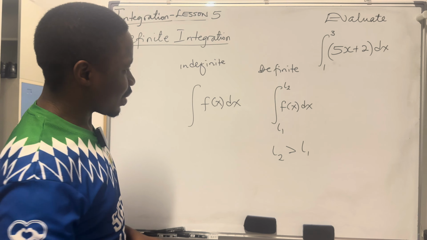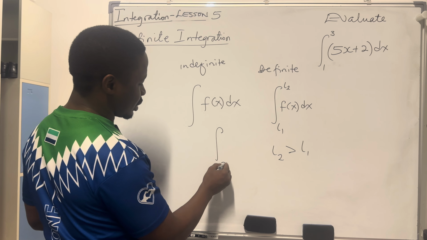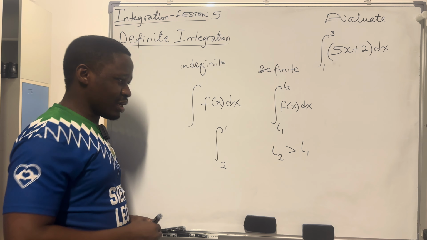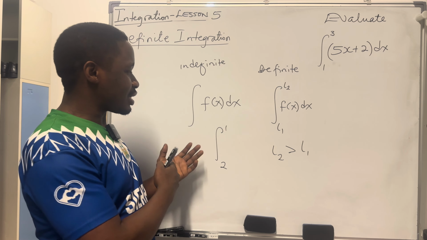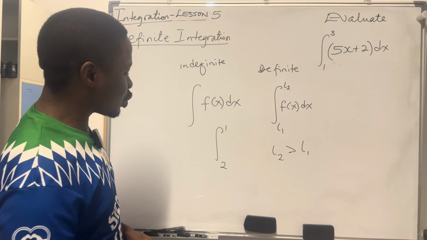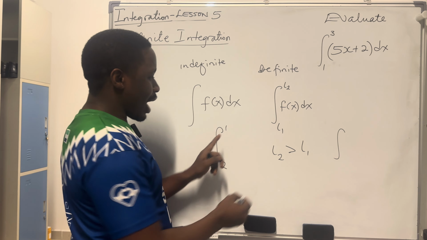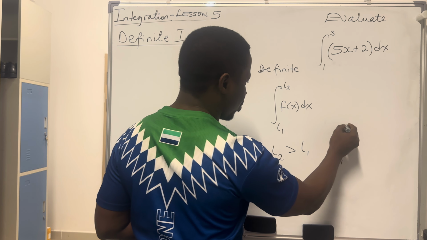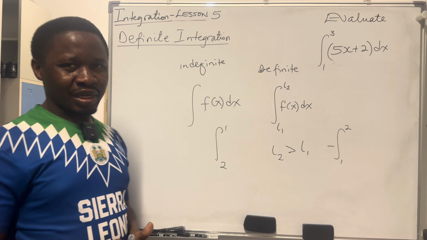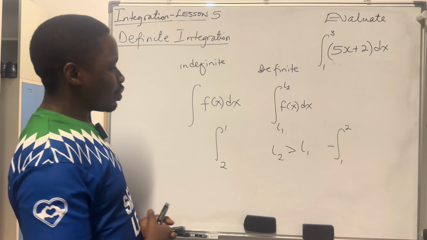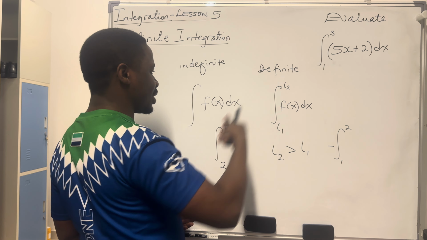But the question is, what if you have a case wherein, let's say, this is 2, this is 1? Well, we don't integrate a case like this. What happens if you have a situation like this? Well, you have to swap them. The lower has to come down, the bigger goes up. But doing this, you have to give it a minus. I hope that point is clear. So this one is the lower limit, the one that is down here. This one is the upper limit.